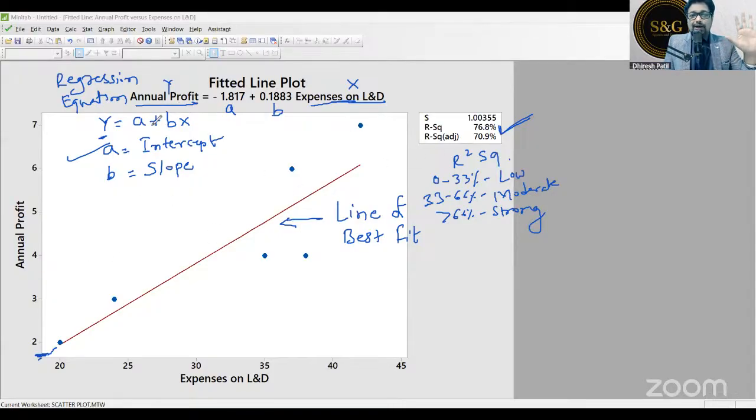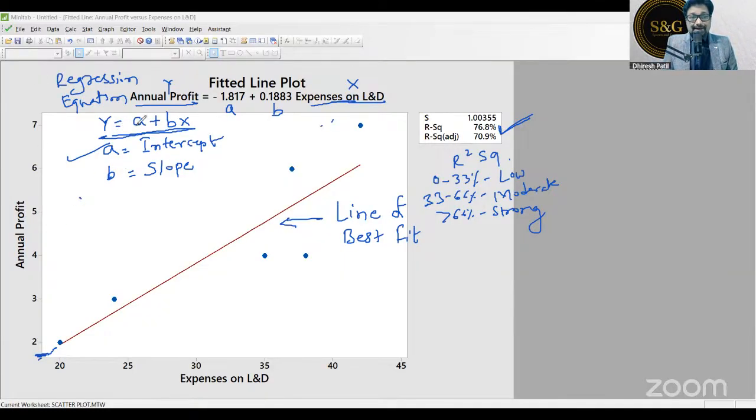Have you understood y is equal to a plus bx, the regression equation? Just give me yes in the chat box. Y is equal to a plus bx. This is called a regression equation. It's a universal equation. Now, in this, y is output, x is input. We all know that, right? Now, what is a here? A is called the intercept.